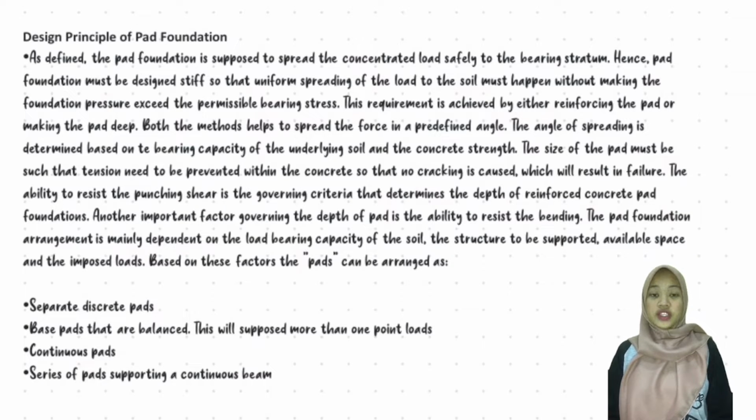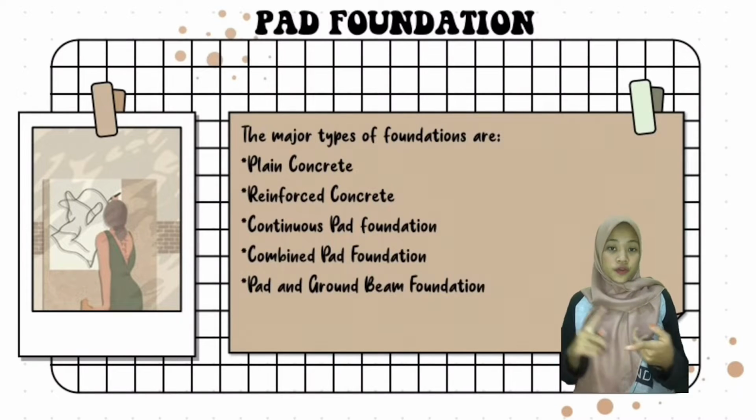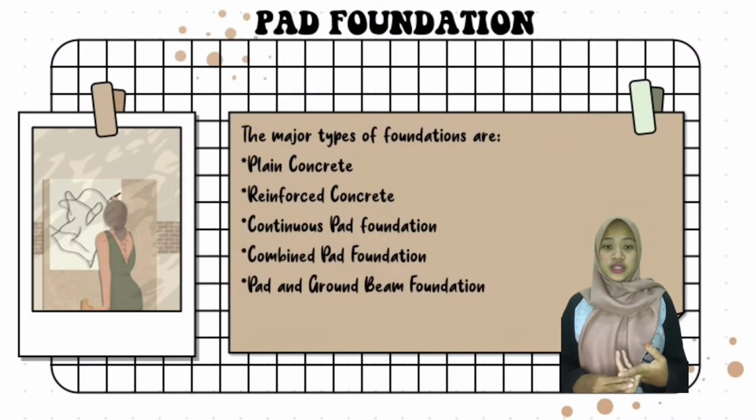The pad foundation's arrangement is mainly dependent on the load-bearing capacity of the soil, the structure to be supported, available space, and the imposed load. Based on these factors, the pads can be arranged as spread discrete pads, or balanced base pads, which support more than one point load, or continuous pads, a series of pads supporting a continuous beam. The major types of pad foundations are plain concrete, reinforced concrete, continuous pad foundations, combined pad foundations, and the last one is the pad and ground beam foundations.